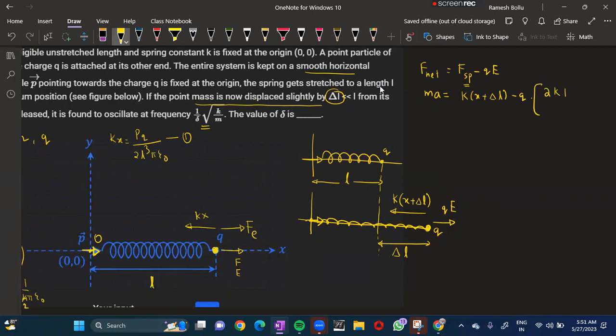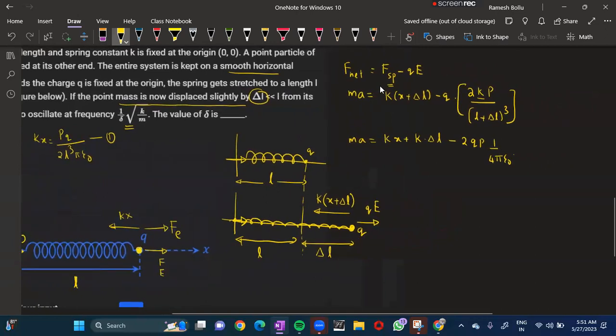Same, 2kP divided by distance whole power 3. Now the new distance, how much? Tell me. L plus delta L whole power 3. So M into A equal to K into X plus K into delta L. The 2kp should be very careful: 2qP and 1 by 4 pi epsilon naught and 1 by L plus delta L whole power 3.